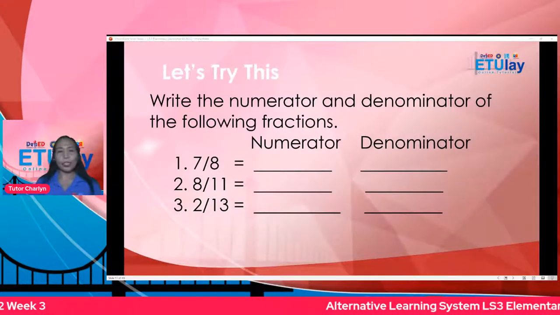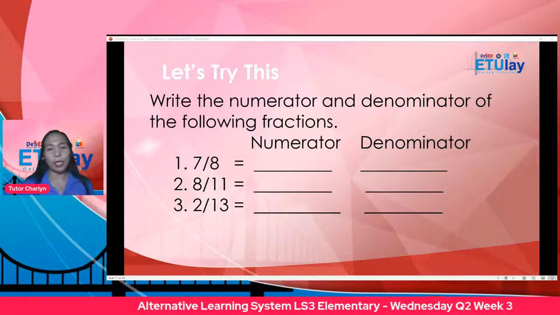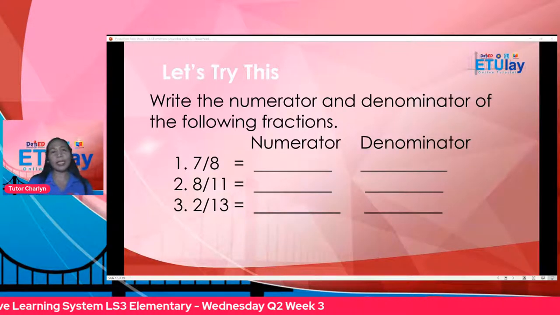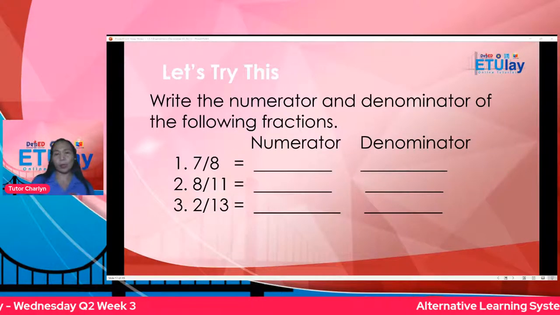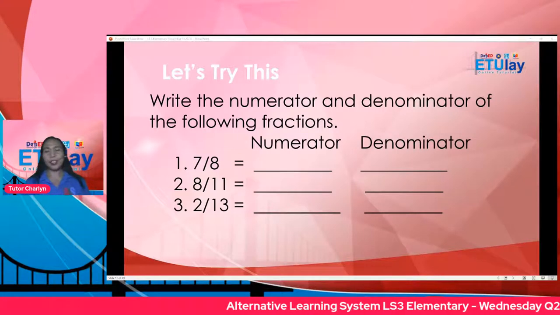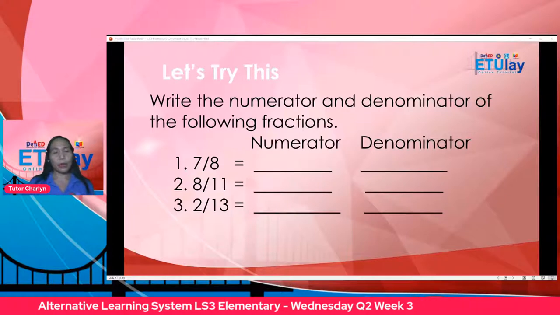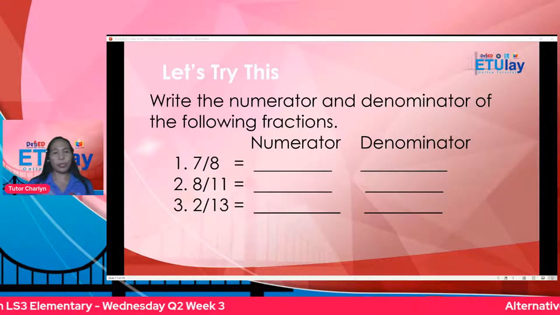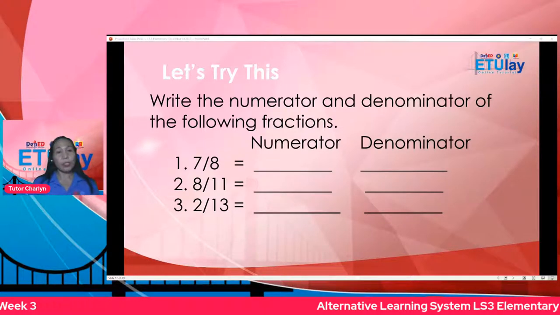Okay, this time learners, write the numerator and the denominator of the following numbers. Okay, paano po tayo magsagot? Halimbawa, number 1, ilagay niyo po kung sino dyan, si numerator, sino po dyan, si denominator. Okay, comment down your answer. Sino kaya dyan? Halimbawa, yung number, lalagyan nyo ng numerator. Then yung next number is denominator. So number 1 po muna tayo, we have 7/8.